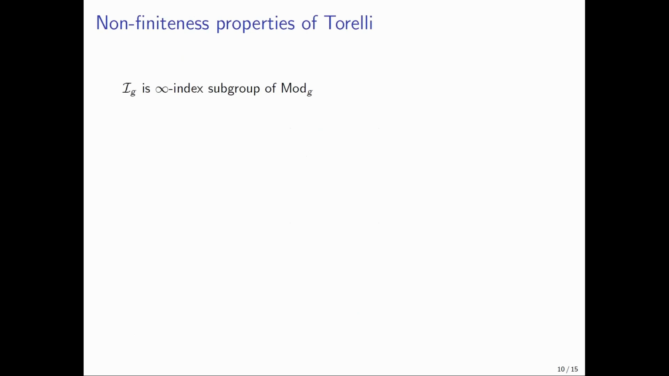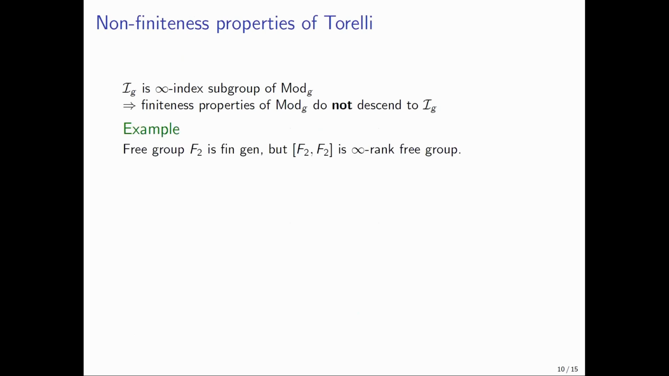So the Torelli group is an infinite index subgroup of the mapping class group, and so we expect that any finiteness properties the mapping class group has do not necessarily descend to the Torelli group. So an example, like a sort of more pedestrian example: if you take the free group F2, the free group on two generators, that's like the most finitely generated group, right?